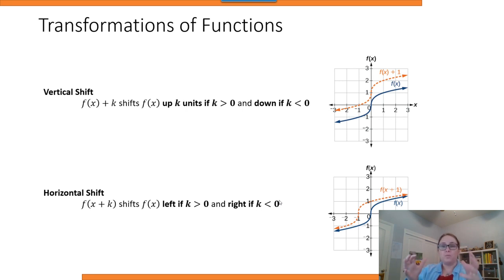Okay. For a horizontal shift, I have to add it within the function. So for the cube root function that we're looking at right here, if I add a value inside of the cube root instead of to the end of the whole function, then that will cause a horizontal shift. Now, the tricky one about this is it goes in the opposite direction you would expect. With vertical, you add a number, it goes up. You subtract a number, it goes down. With a horizontal shift, it does the reverse. If you add a number, it goes to the left, which is not really what we'd expect. And if you subtract a number, it goes to the right. It shifts every point to the right.